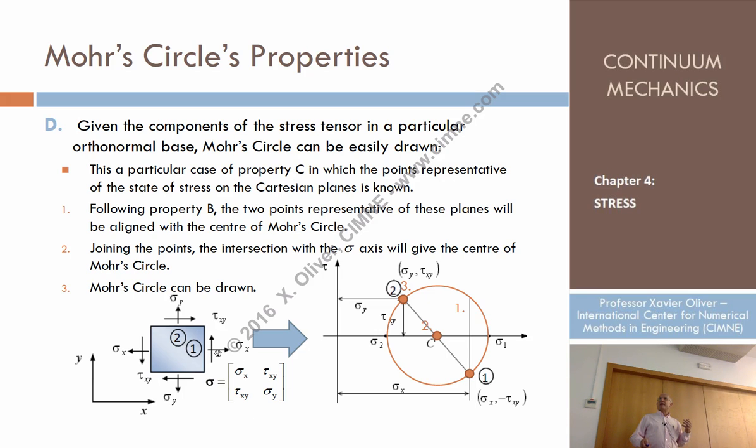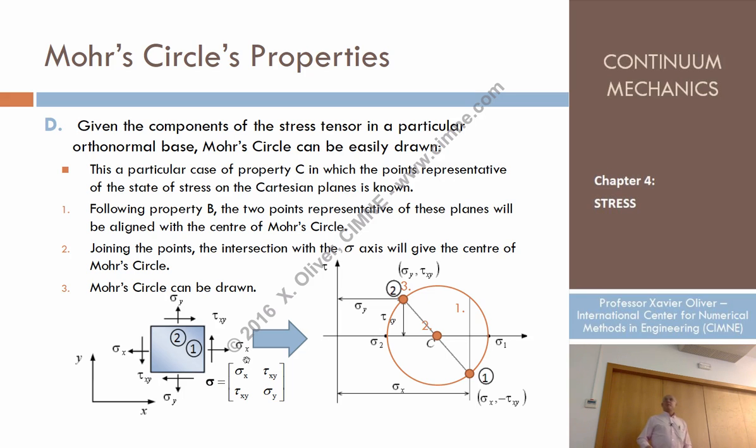So sigma x and sigma y are positive in tension, negative in compression. Tau xy goes positive in that sense because it's a positive face, and then it follows the direction of y. And of course, on this one, since that's a negative face, it's the contrary. Okay? So this would be the graphic representation of the stress state in these planes, the plane orthogonal to x, the plane orthogonal to axis y, assuming that all these are positive numbers.